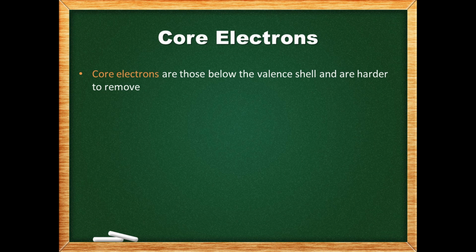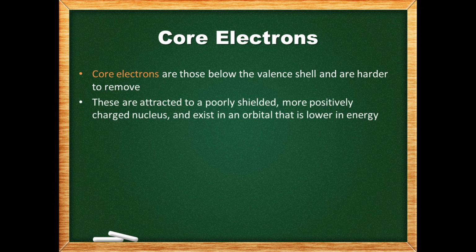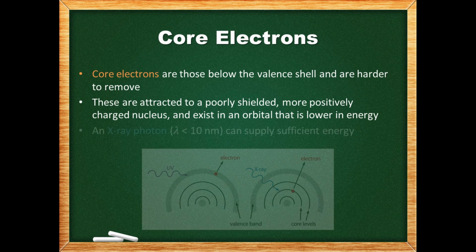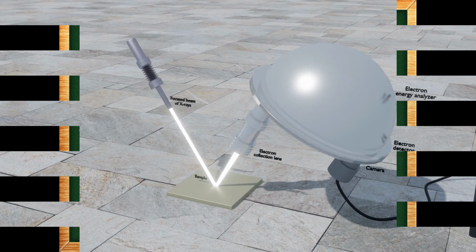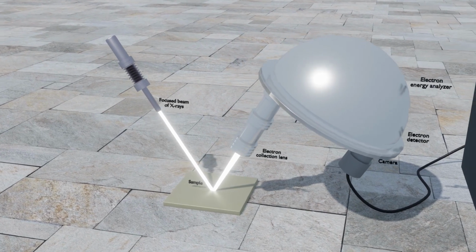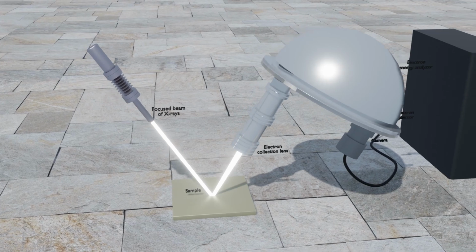Core electrons, which are those below the valence shell, are considerably more difficult to remove from their atom since they're attracted to a poorly shielded, more positively charged nucleus, and exist in orbitals that are lower in energy, so their average distance from the nucleus is considerably less than that of valence electrons. Their removal requires more energy than ultraviolet or visible radiation have. An X-ray photon, however, can supply sufficient energy. This brings us to the final type of spectroscopy we'll look at and spend the most time on, photoelectron spectroscopy, shortened to PES.